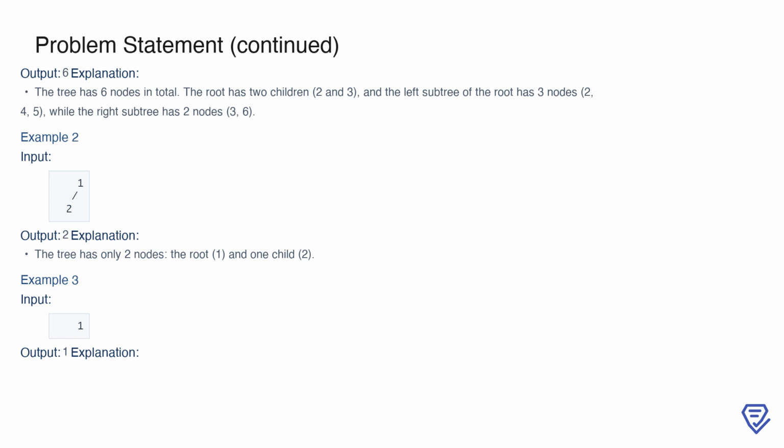In the second example, the tree has only 2 nodes. The root, which is 1, and a single child, 2. Here, the tree is also complete since the last level is filled as far left as possible. The output is 2. In the third example, the tree consists of only the root node, which is 1. Since there are no other nodes, the output is simply 1.